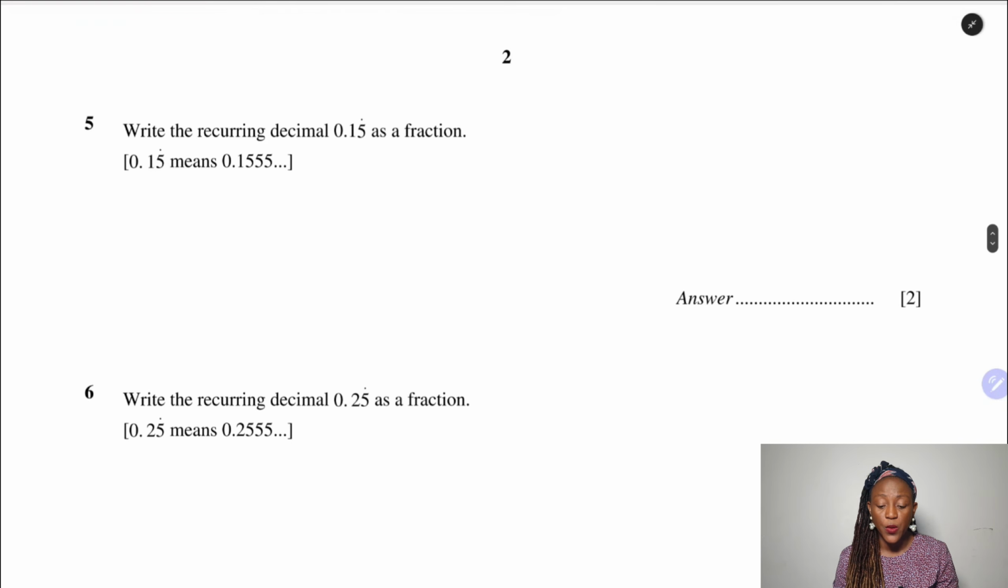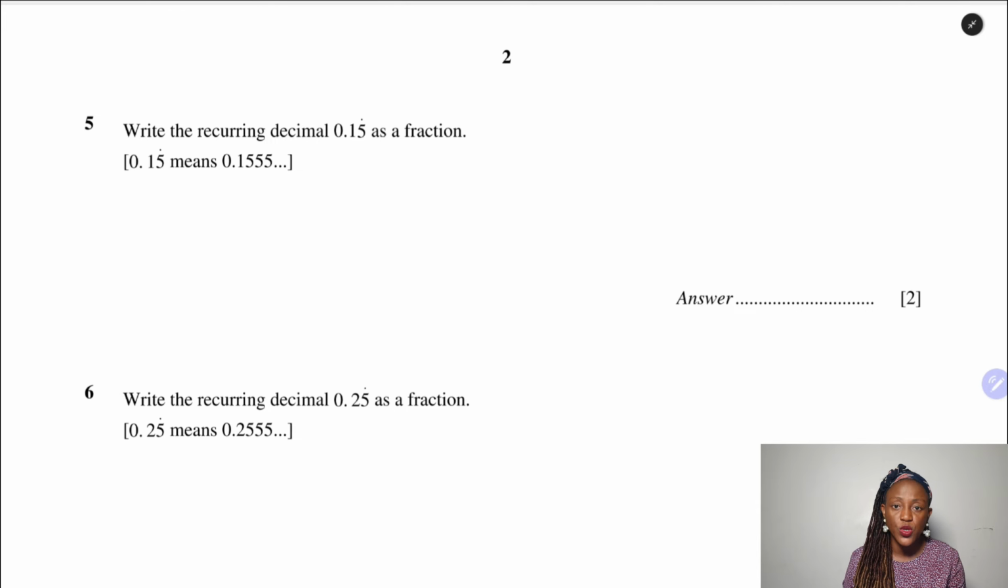Now, on to question number 5. It's getting more interesting now because we are going to be writing a certain recurring decimal. Please note the dot is only on the 5. This implies that it is just the 5 that is recurring. The 1 after the decimal point is not recurring, as it is stated in the question. As you can see, 0.15 recurring means 0.15555. Just the 5 is recurring.